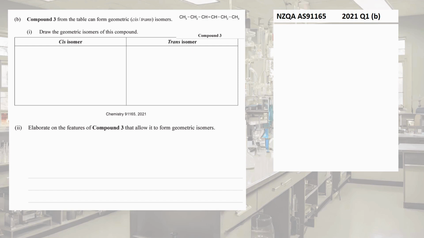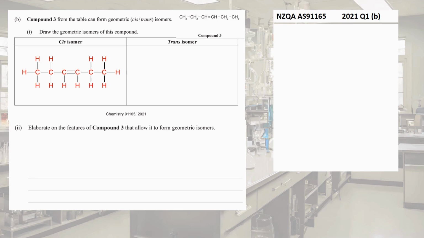Righto, so in this question they've said that this molecule, compound 3 at the top here, which we can see has 6 carbons and a double bond off the third carbon, so it's hex-3-ene, can have geometric isomers. And the first thing they want you to do is to draw the geometric isomers. So, the usual way that I would draw geometric isomers is in fully expanded form.